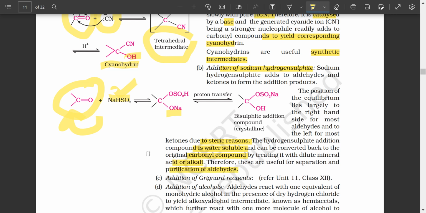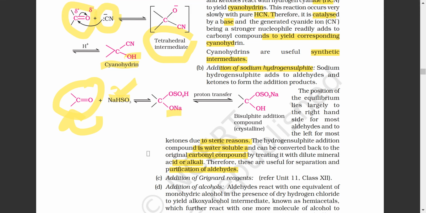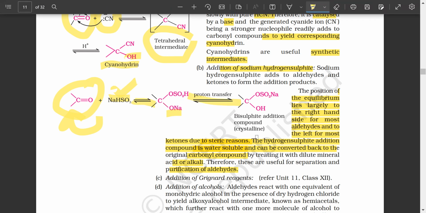So what you can do is this hydrogen sulfide addition compound, it's water soluble, and we will convert it back to the original carbonyl compound by using mineral acids or bases. Okay, and this is how we do purification and separation of aldehydes. Fine. And this paragraph is trying to say that aldehydes have less steric hindrance, so largely the equilibrium will be shifted towards the right side. Fine. And for ketones, the equilibrium is towards the left side. Fine. So all this happens because of steric reasons. Fine.